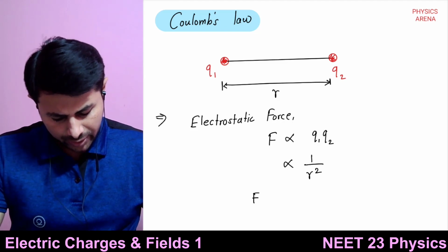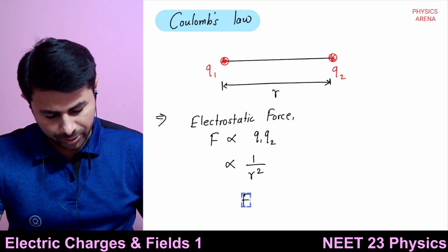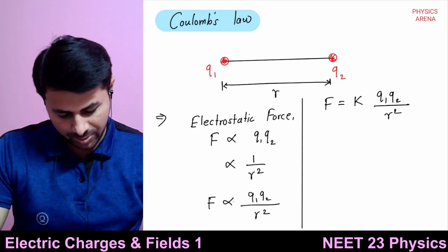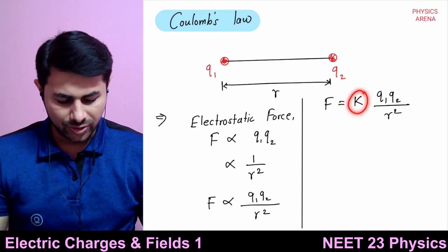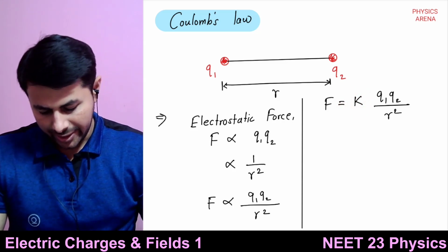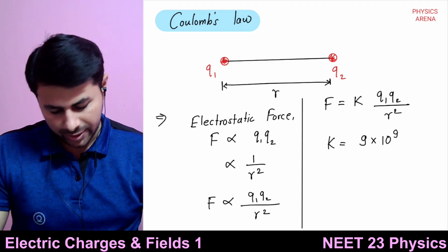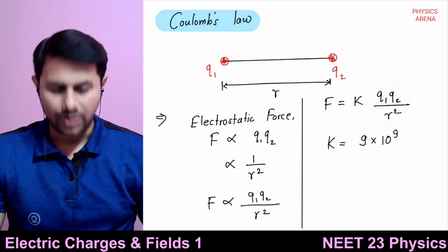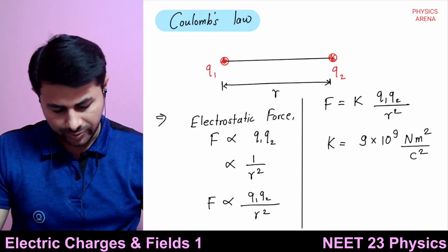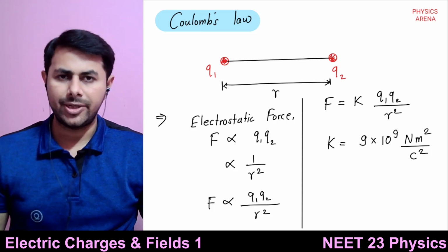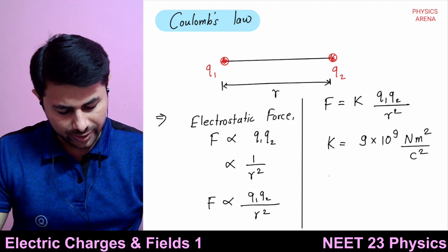Okay, and now if you combine these two, you get that the force is proportional to q1 q2 upon r square. So if you remove this proportionality sign and put an equality sign, you have to put a constant, right? So this constant is determined using experiments, and the value of this constant is 9 multiplied by 10 raised to 9. And what will be its unit? If you take this r square on other side, q1 q2 on other side, it is Newton meter square per Coulomb square. So the value of this constant is 9 into 10 raised to 9 Newton meter square per Coulomb square if you are measuring this force in vacuum.